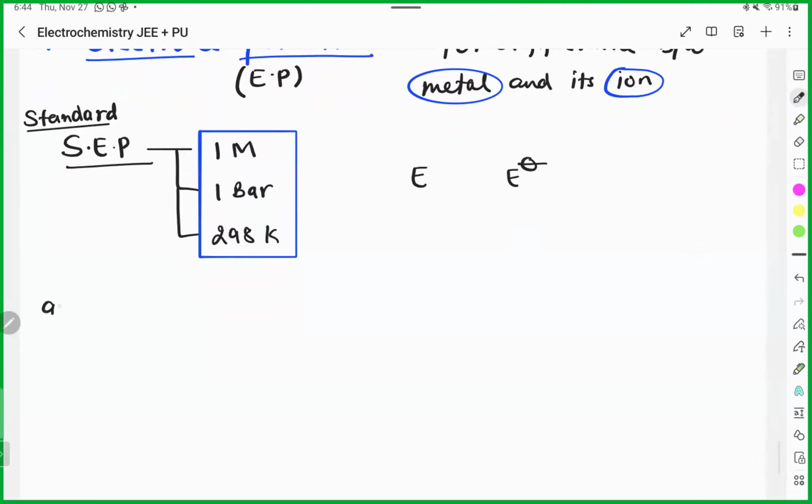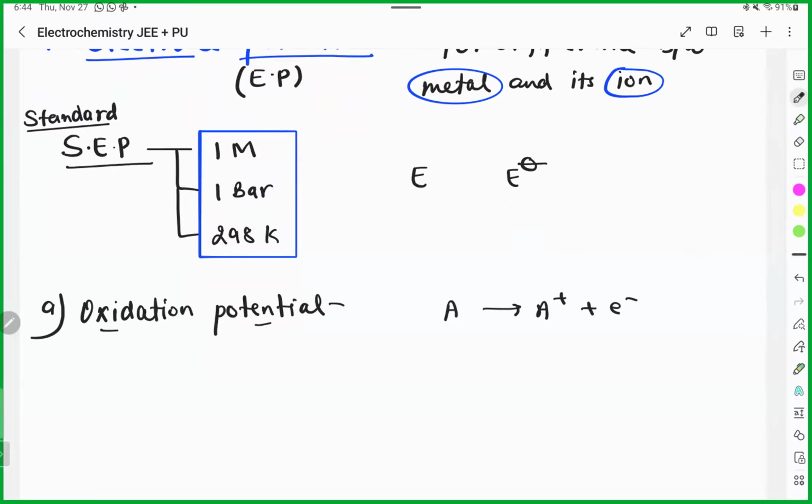So here you have oxidation potential. What does it mean? A situation in which oxidation will occur. If you have any element A, it will convert into a positive ion and electrons will be lost. This is oxidation. How do I know? Because there is an increase in the oxidation number, loss of electron, addition of oxygen, removal of hydrogen, correct?